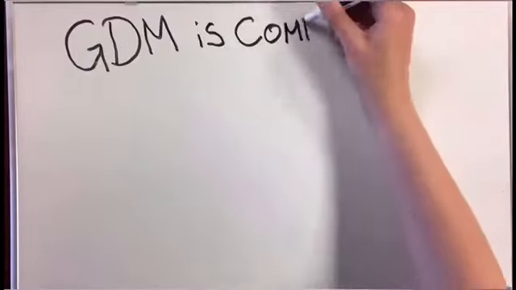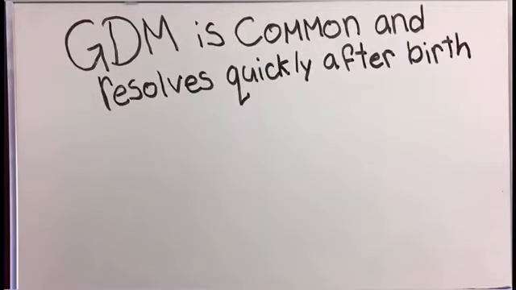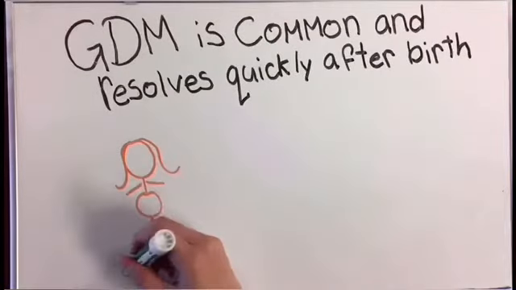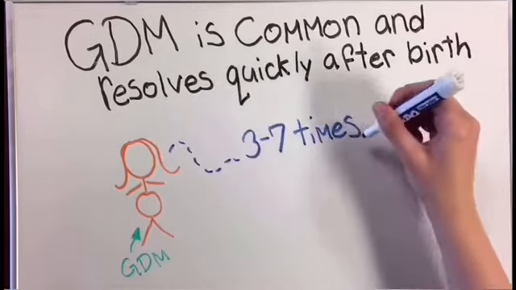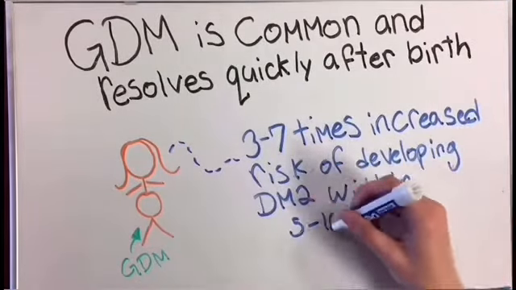Gestational diabetes is common and resolves quickly after birth. Glucose usually returns to normal by 6 weeks. However, many women who develop gestational diabetes can develop overt type 2 diabetes later in life.